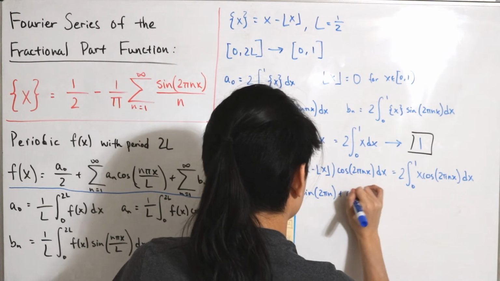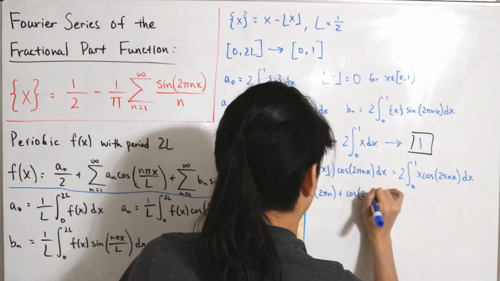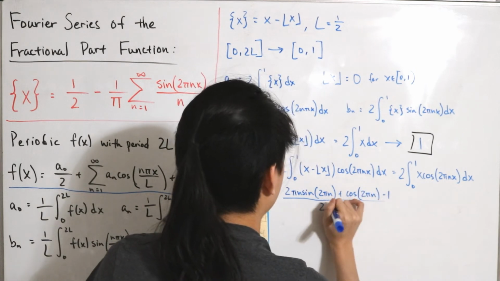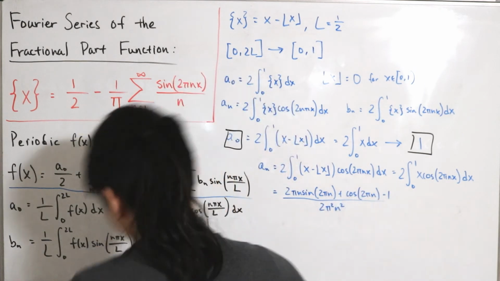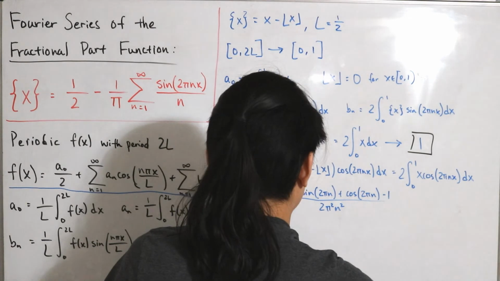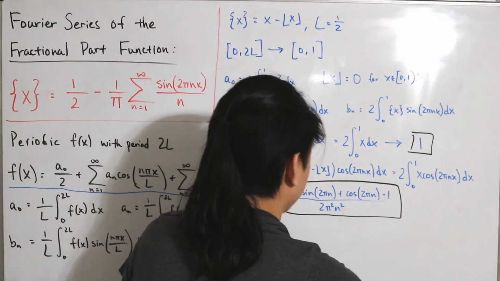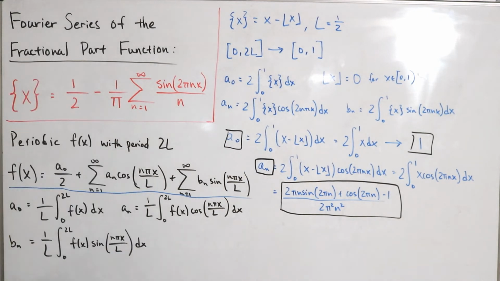Add this with cosine of 2 pi n, then subtract 1. All this being divided by 2 pi squared multiplied by n squared. Okay, so we have our a sub n coefficient. So let me actually box that in. And so now that leaves us with our b sub n coefficients.